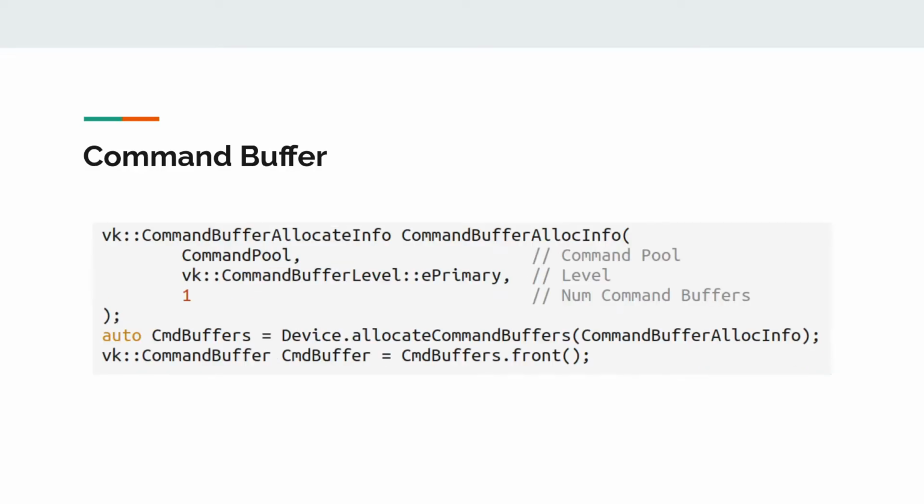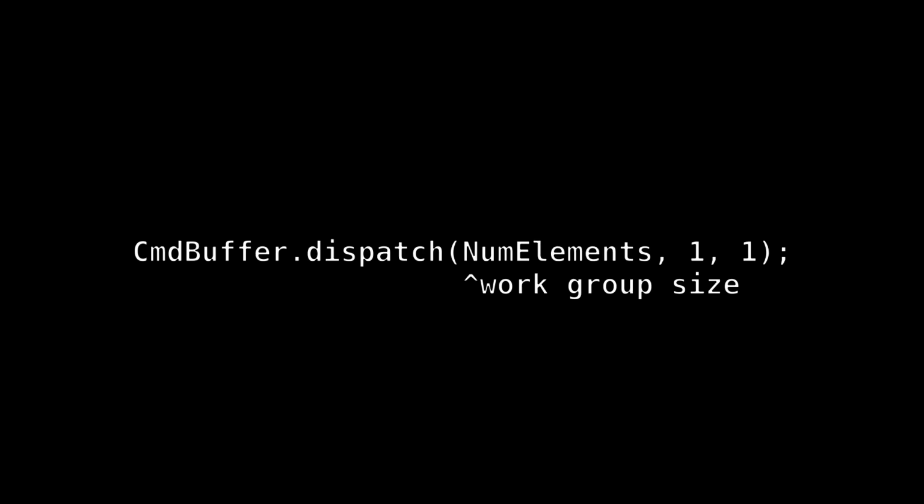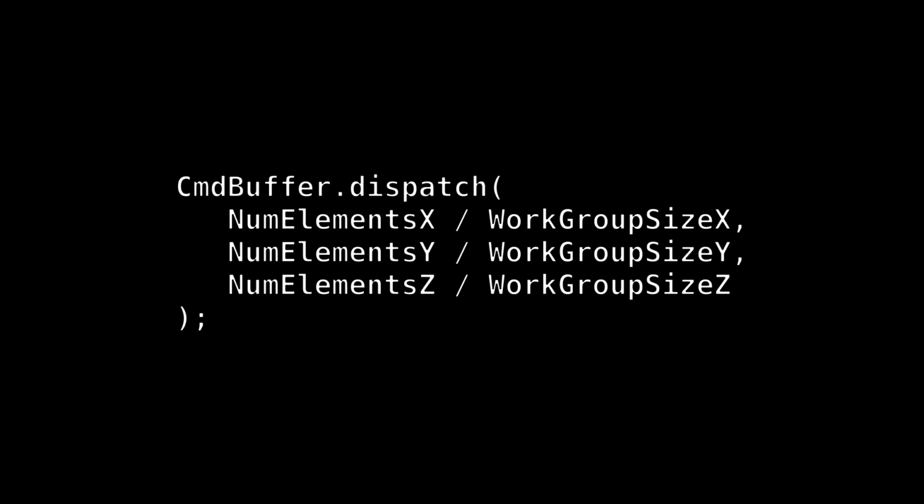We create our command buffer after creating the command pool, and following that, we are ready to record our commands to this command buffer. Here you see that the actual dispatch function is similar to the OpenGL equivalent, and before that we need to bind our pipeline and descriptor sets. Note that in this example, the number of work groups is equal to the number of elements, but that's only because we have only one thread per work group. Normally you will divide the number of elements by the work group size.